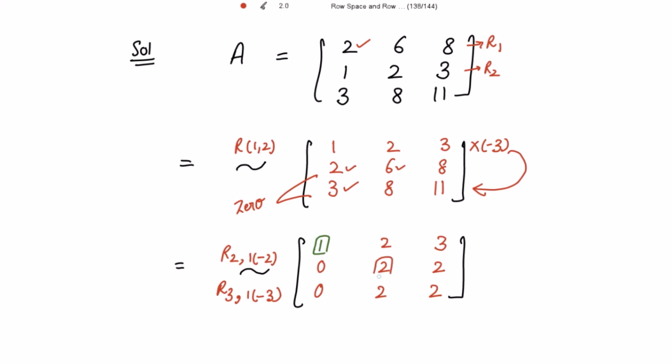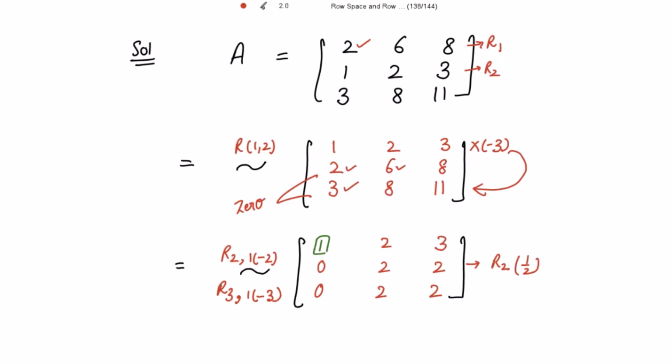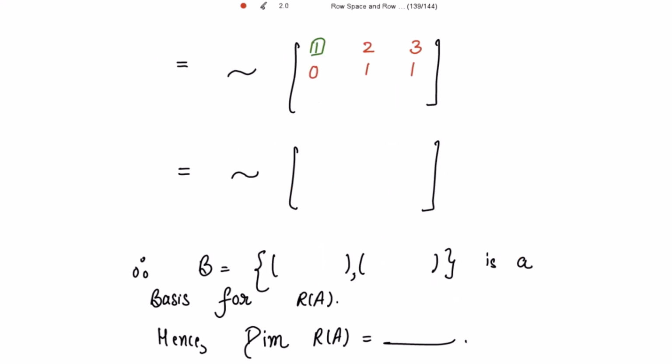Now to get 1 over here, and making these two 0 so that we can get another leading entry in the second row, I just need to multiply the row 2 with 1 over 2 so that I can get 1 over here. When you multiply the elements of row 2 with 1 over 2, we get 0, 1, 1. And writing the row 3 as it is.